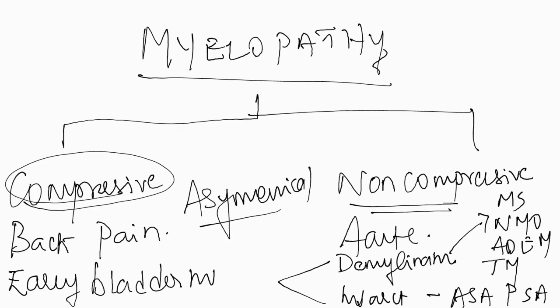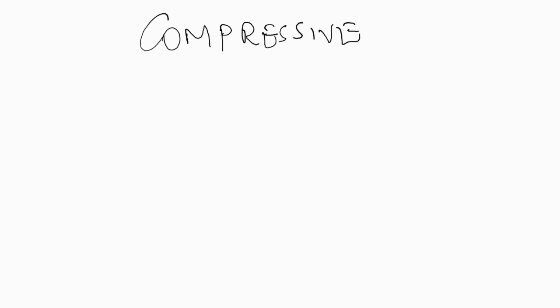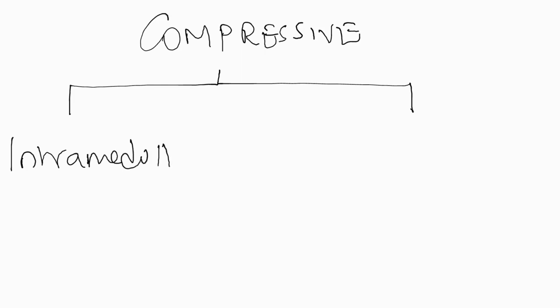Alright, now this compressive myelopathy, which we have seen just now, it can again be divided into two types. First type is your good old intramedullary compression. Next type is your extramedullary compression.